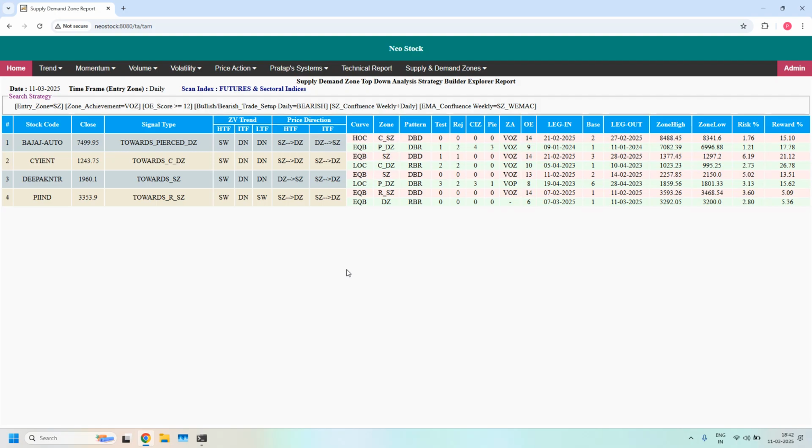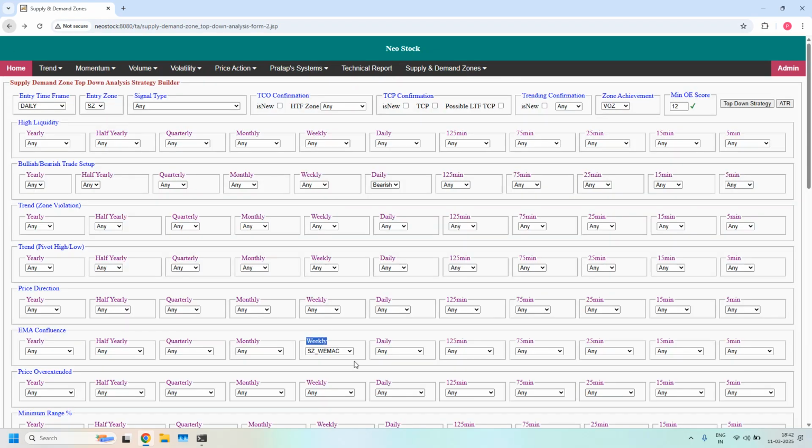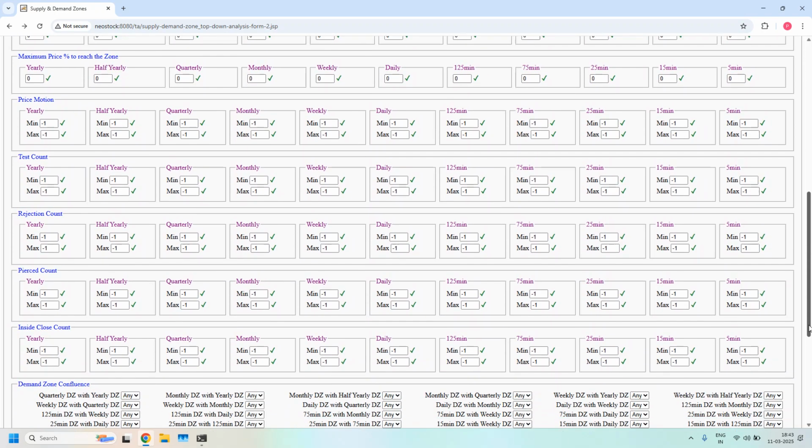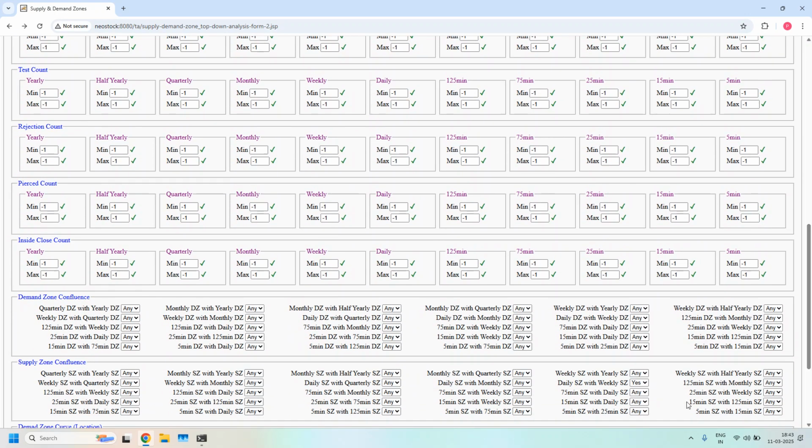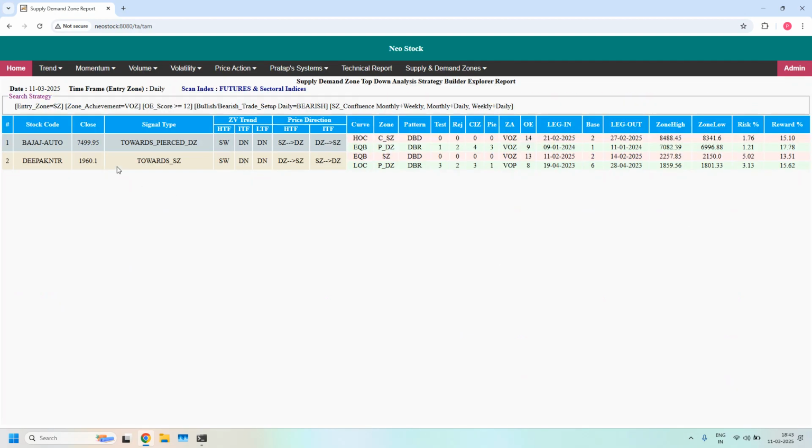Okay, next we will look into LTF, ITF and HTF supply zone confluence supported stocks, that is daily, weekly, monthly supply zone confluence supported. I removed EMA filter. In the supply zone confluence, I should set 3 filters. First filter is already enabled. Second, daily with monthly supply zone confluence and weekly with monthly supply zone confluence. With all the 3 filters, we got 2 stocks.